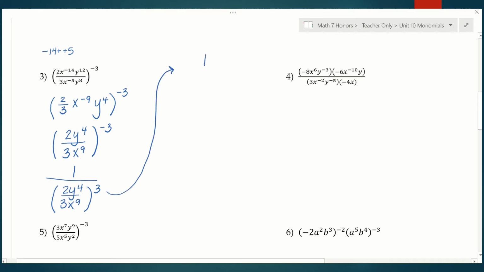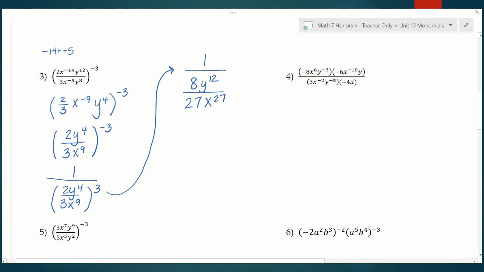So what that looks like is 1 over, now 2/3 to the third power. I do 2 to the third power, which is 8, and 3 to the third power, which is 27. Y to the fourth to the third power is y to the 12th, and x to the ninth to the third power is x to the 27th. Okay, so we're almost there.